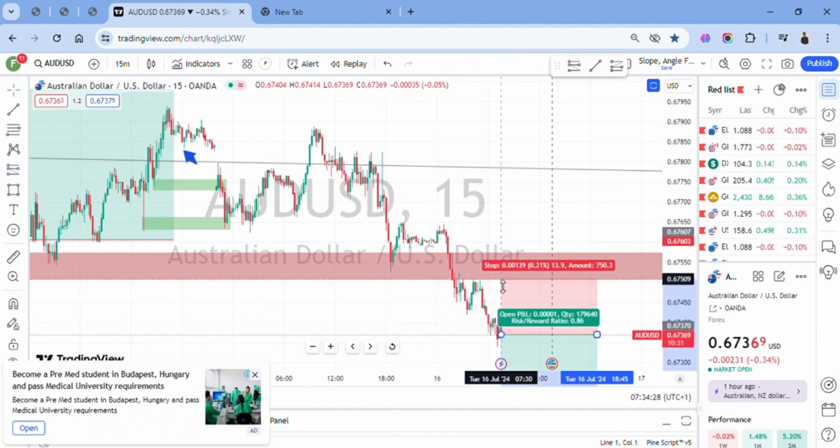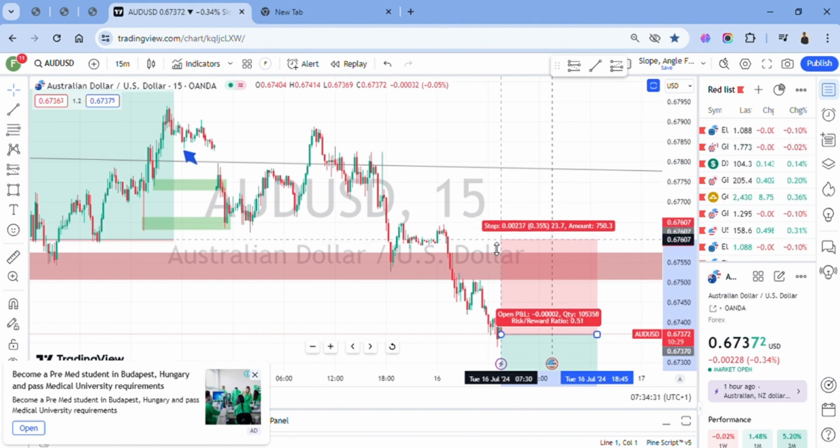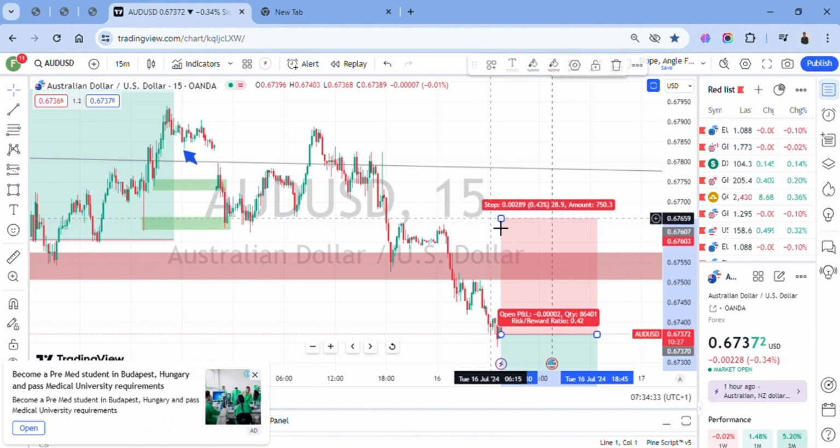This is a good stop loss. Let me just move it to the zone because of volatilities that can occur. So this is our stop loss of about 28 pips. That is a nice stop loss.